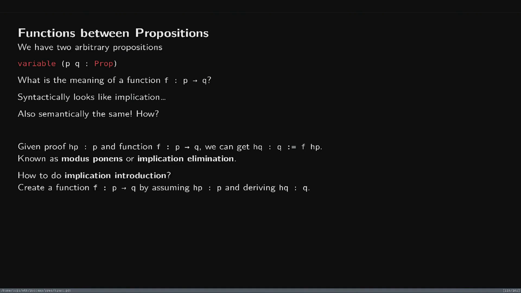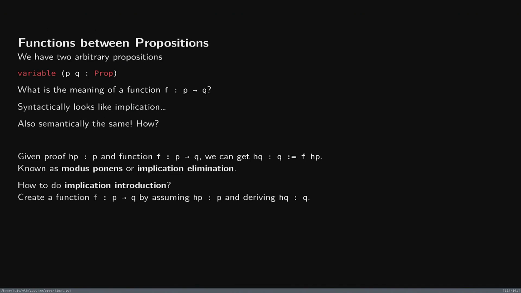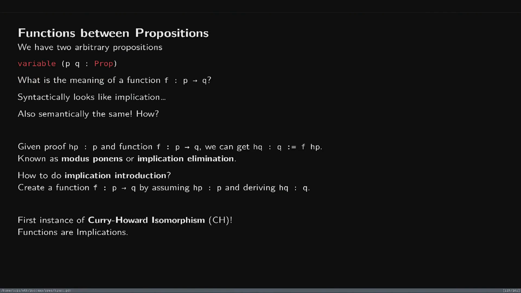How about implication introduction? How would you create such an implication? Well, you need to do function abstraction. You need to write such a function. And if you write such a function, you will be provided with such an argument, with a proof of P. And now all you need to do to have such a function is to somehow return a proof of Q. And this is the same as what it means to prove an implication. And this is now the first instance of the Curry-Howard isomorphism. And it tells us that functions and implications are the same thing.